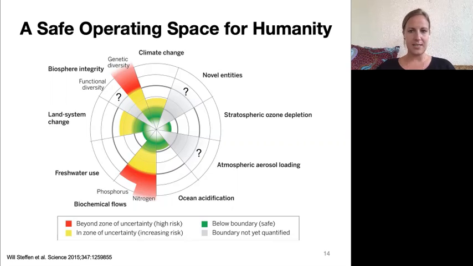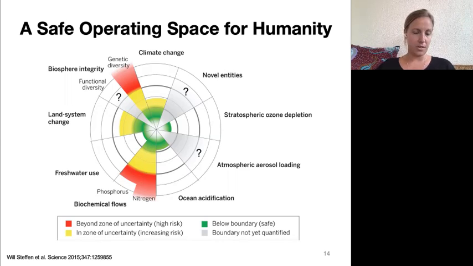So here you can see the 9 planetary boundaries and where we currently stand. The green space is the safe operating space. The yellow represents the zone of uncertainty, which is an increasing risk, and the red is a high risk zone. The planetary boundary itself lies at the intersection of the green and the yellow line.